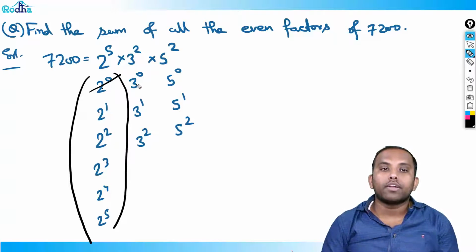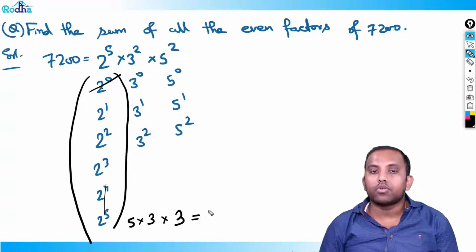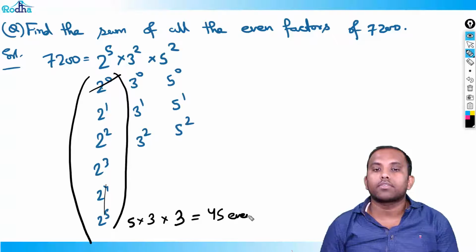So how many even factors can we directly count? 5 terms here, 3 terms here, and 3 terms here. So there are a total of 45 even factors, 5 into 3 into 3.